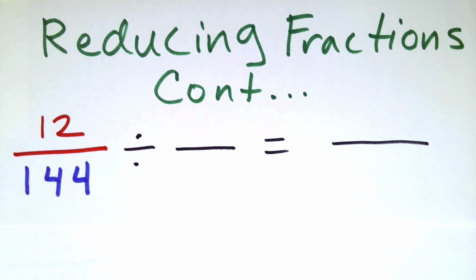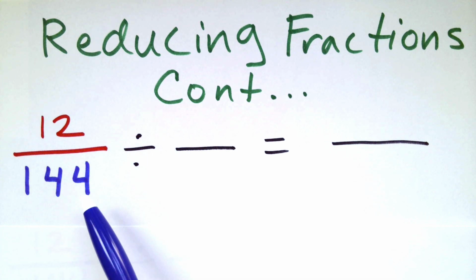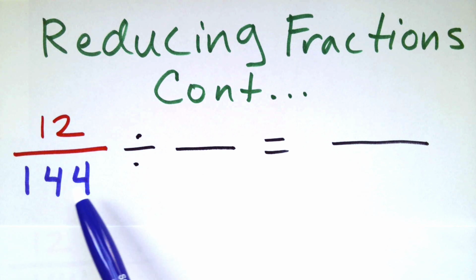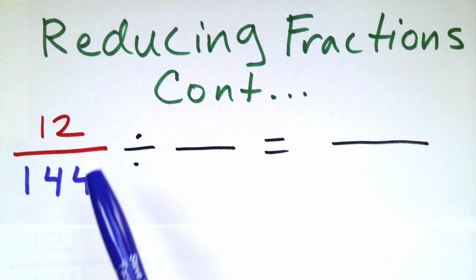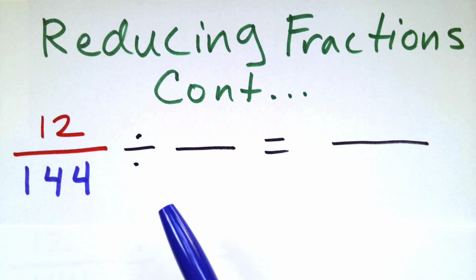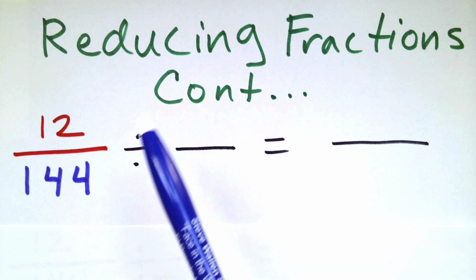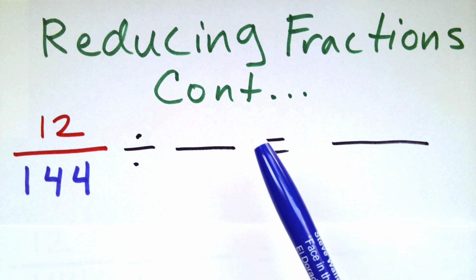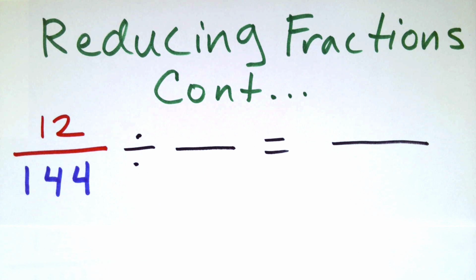In this part 12 video, we're going to continue reducing fractions. All right, so we have a fraction here, 12 144ths, or 12 over 144. Tenths, hundredths, thousandths. So 12 over 144, or 12 divided by 144. Yeah, that's another way to look at it. So what number can you divide evenly into the top part of that fraction and the bottom without getting a remainder? Stop, pause, try to work this out.